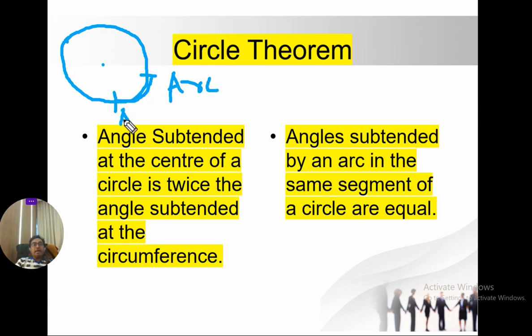Let's mark the arc as AB. What it means? The start of the arc is A and this end portion is B. So this arc AB is the small minor arc and the other one is the major arc. Up to this is clear? Then we will go to the second part. From this arc, we can subtend angles at the center, from A to the center and from B to the center. So this is the angle subtended by the arc AB at the center.